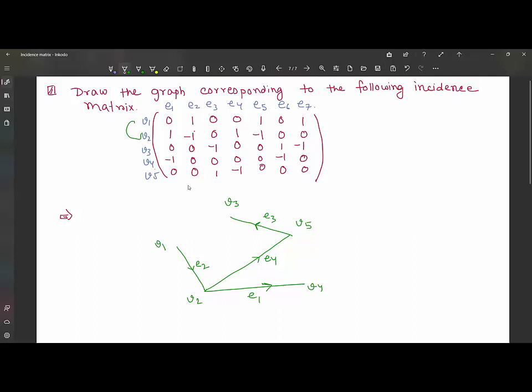E5 is a connecting line from V1 to V2, and again from V1 to V2. So these would be parallel lines like this, from V1 to V2. After that E6 is between V3 and V4.